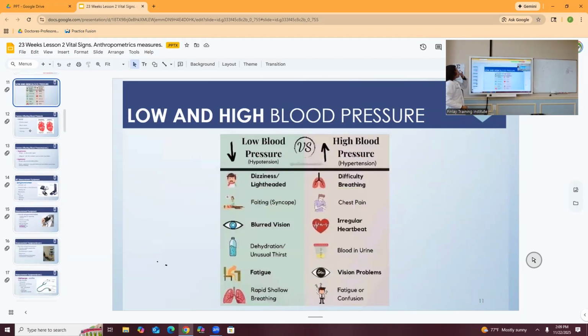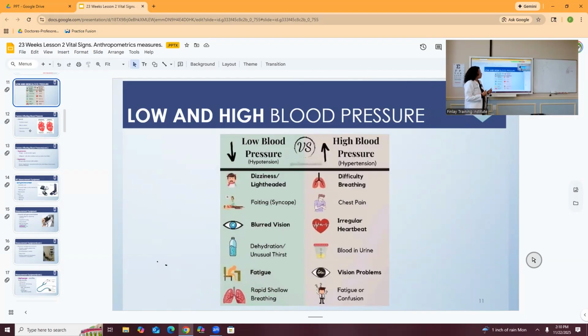What are the symptoms that we can look for in blood pressure abnormalities? With low blood pressure or hypotension, patients can present with dizziness and lightheadedness. Patients can faint or present syncope, which is a short period of fainting. The patients are going to complain about blurry vision. Patients can start feeling thirsty because they are dehydrated. Patients complain about fatigue. And you're going to see that this patient starts breathing a little bit faster and shallow.